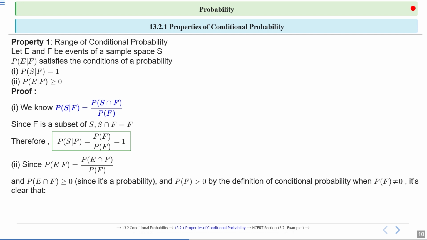So it's clear that probability of E upon probability of F is basically greater than or equal to 0. We can say that probability of E upon probability of F is greater than or equal to 0, right?